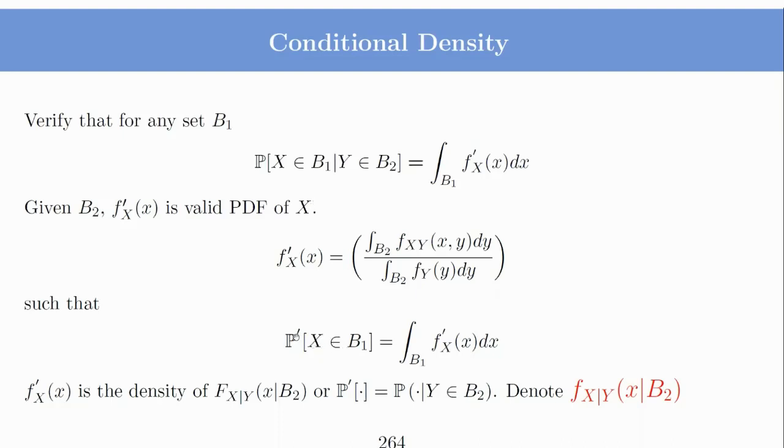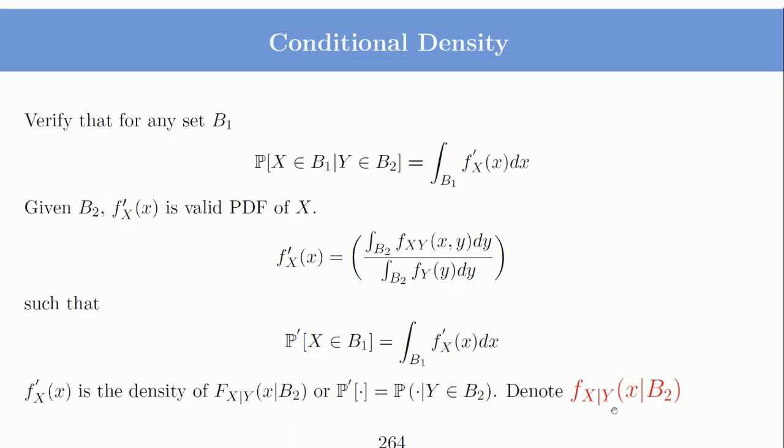So this we have denoted as P dash, x belongs to B1, which just means the probability that x belongs to B1 given y belongs to B2. Okay, so this is called the conditional probability measure, and this is the conditional density of that measure. Sometimes we also say this is the density of the CDF. So this is the density of this conditional CDF given B2, or the conditional probability measure conditioned on B2.